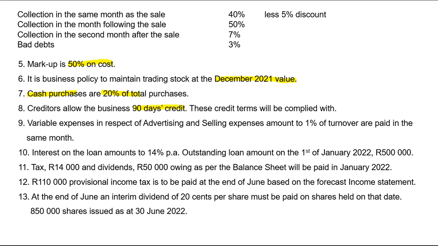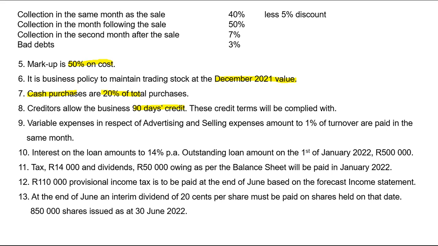Number 12, 110,000 provisional income taxes to be paid at the end of June based on the forecast income statement. We are going to just put that under June, that is tax.